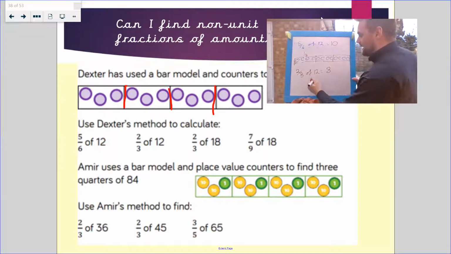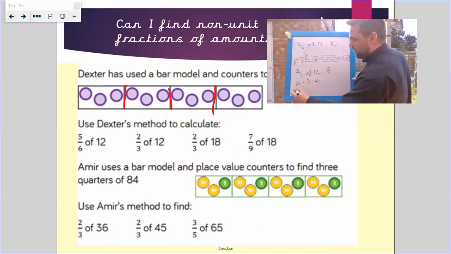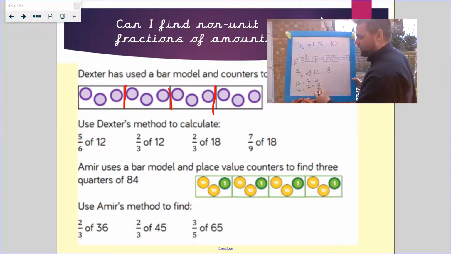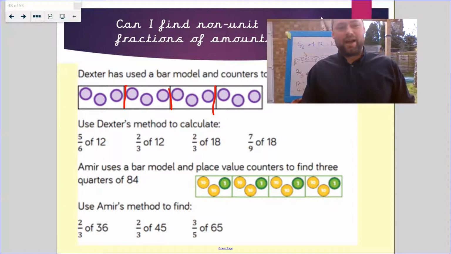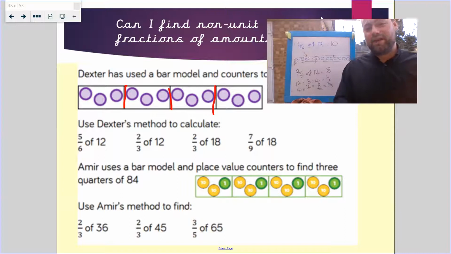Again, just to break it down for you, what you've done is 12 divided by 3 to give you 4. And that's giving you 1/3, okay? And then we multiply 4 by our numerator here, which is 2, to give us the answer of 8, okay? So 4 is equal to 1/3, 8 is equal to 2/3. Right, try out the next 2 questions. Pause the video, and then we'll see how well you've done.